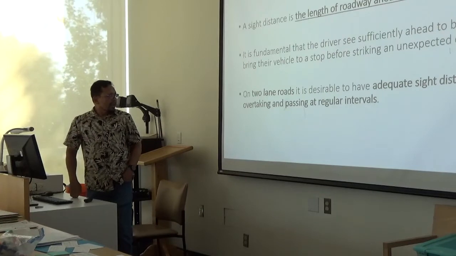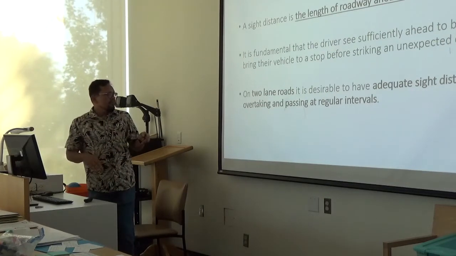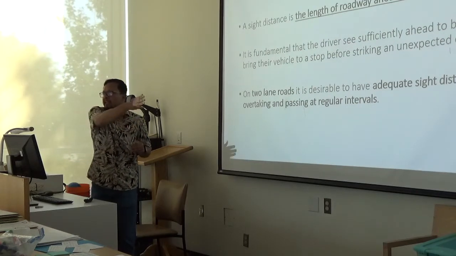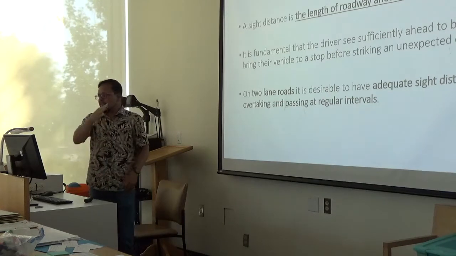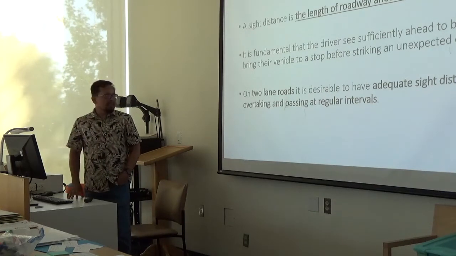So, if it is a two-lane road, like Kelowna Road, you need to see a long distance ahead to overtake or pass another vehicle. So that is called passing sight distance. We'll come to that point a bit later.